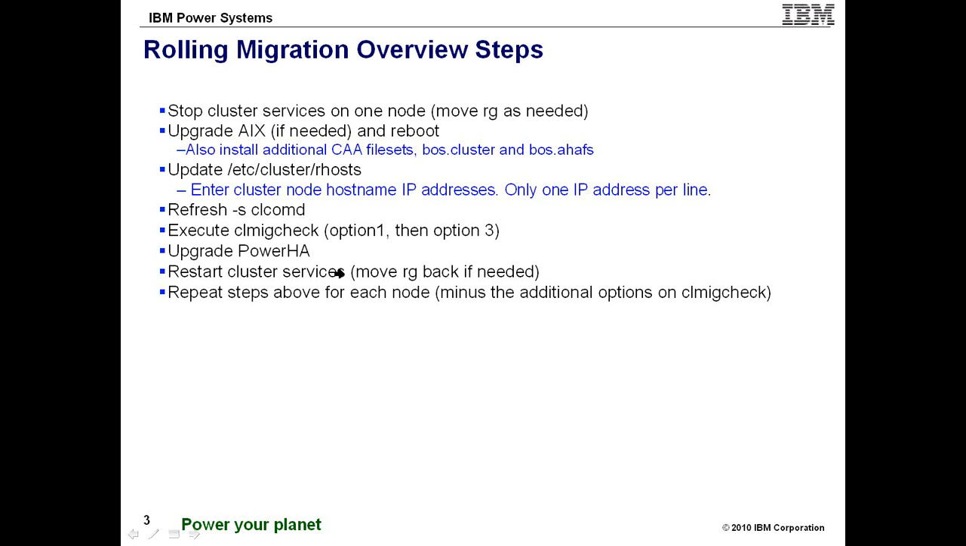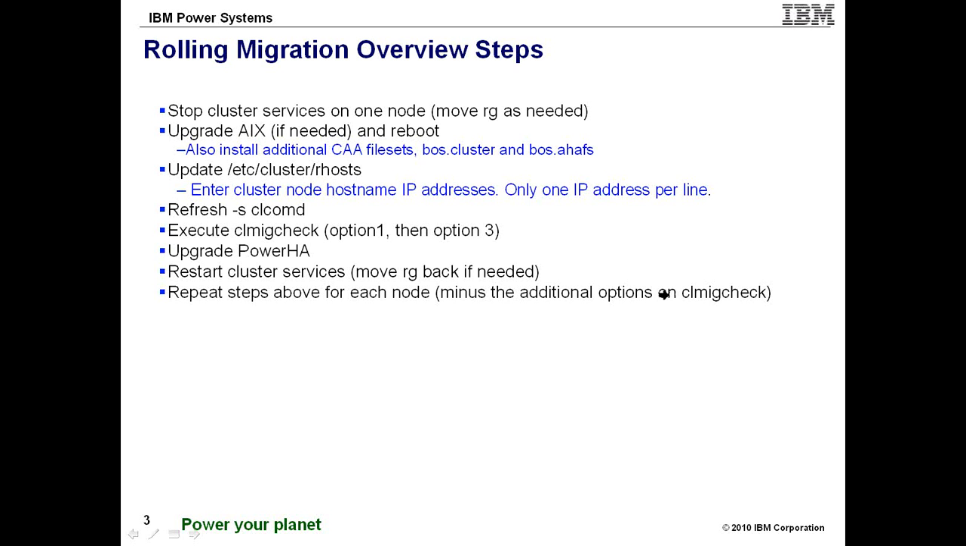So after it rejoins the cluster, if we previously moved the resource group, let's move it back, and then we repeat all these steps one at a time for each node in the cluster from start to finish. Now, for every additional node in the cluster, when you run clmigcheck, you will no longer get the menu options after it's been run the first time.